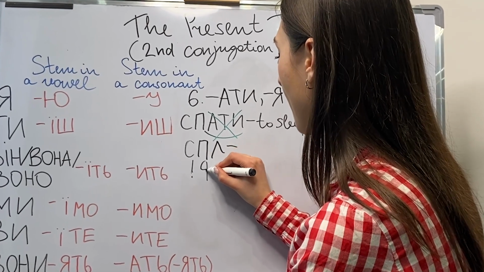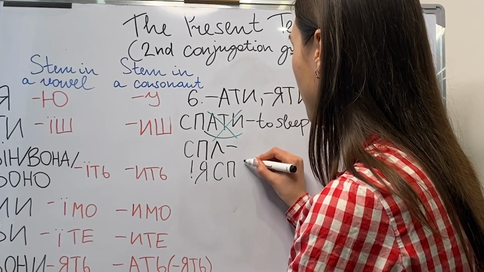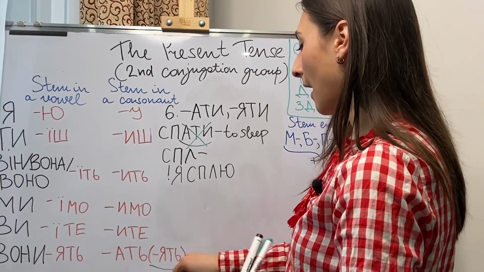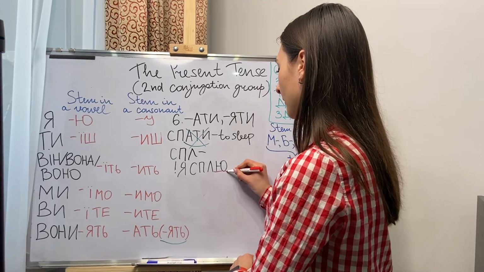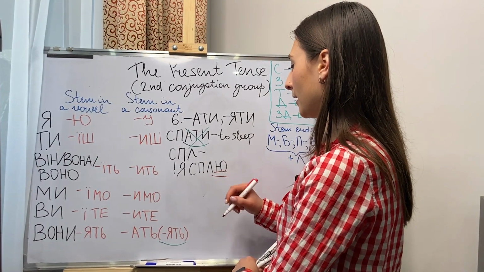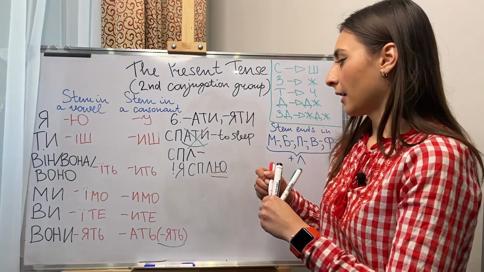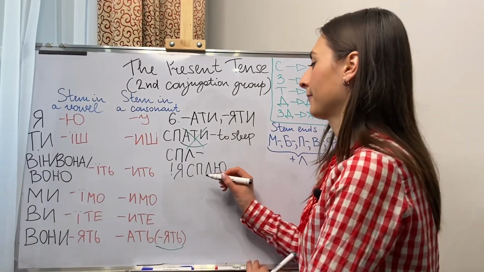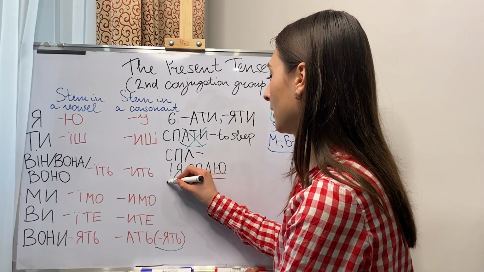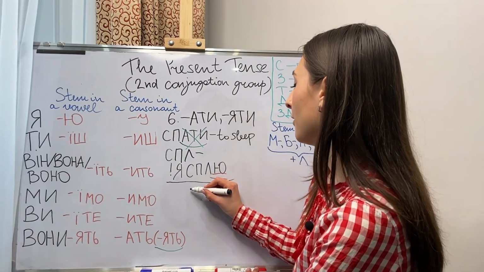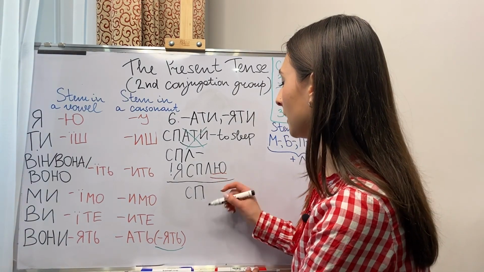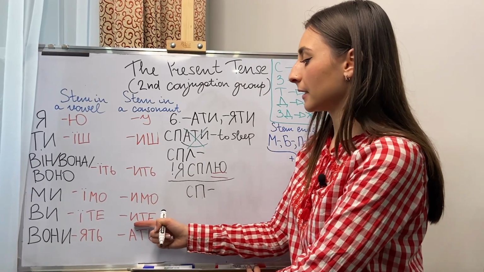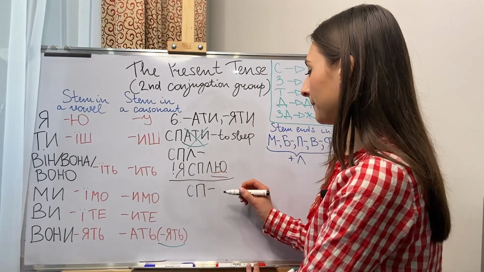Я сплю. I sleep. Again, the next exception. You sleep. Ти спиш. Then we use this for other forms. Exception in exception. Ти спиш. Він, вона, воно спить. Ми спимо. Ви спите. Вони сплять.